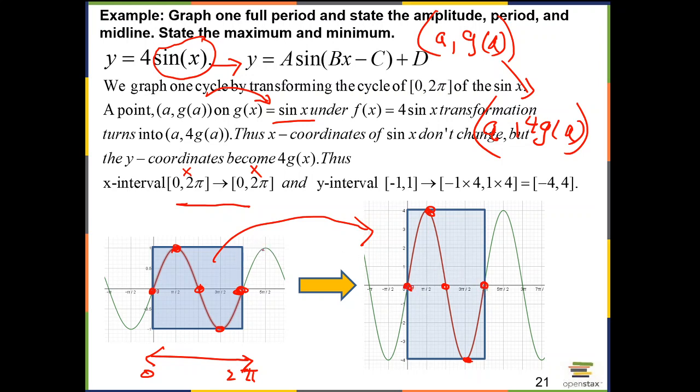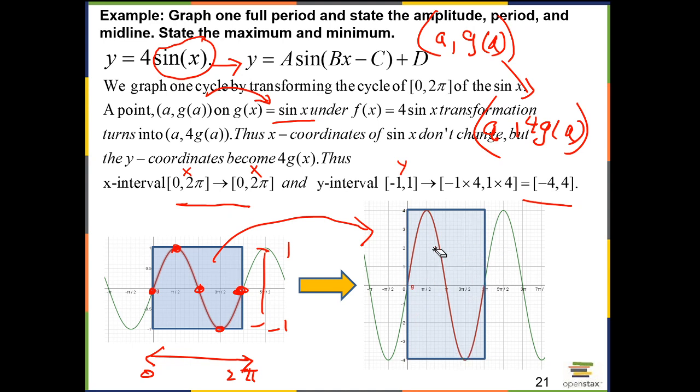Now what happens with this distance here, which is from -1 to 1? Well, we have to multiply by 4, because these are what? Y values. So multiply by 4, you go to -4 to 4. So now you have a rectangle that goes from -4 to 4 on the y's and from 0 to 2 pi on the x. So you can easily graph this blue rectangle here.